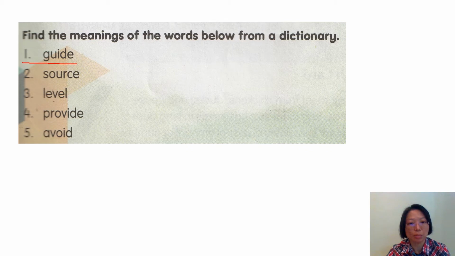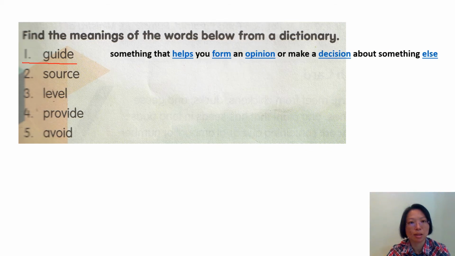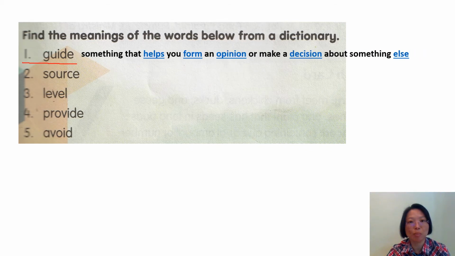The meaning of guide is something that helps you form an opinion or make a decision about something else. For example, just now we learned about the food pyramid. So the food pyramid is our guide to help us to know what we should eat more and what we should eat less. So the food pyramid is a guide that helps us to make the right decision about something that we eat.